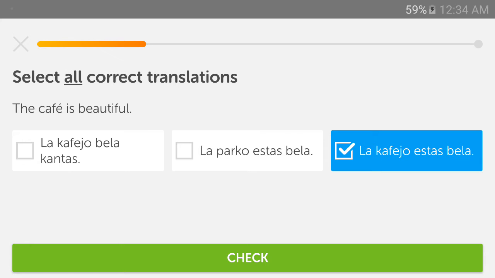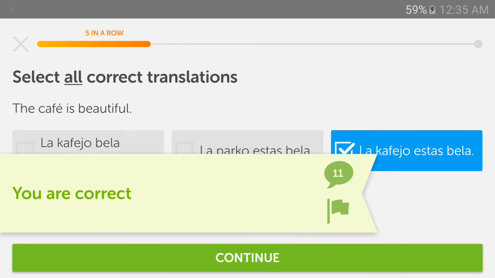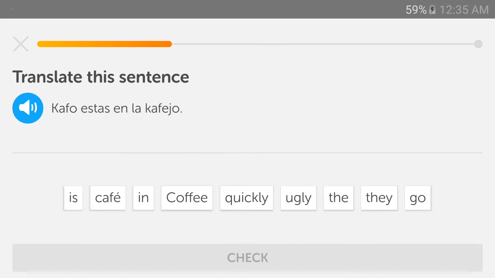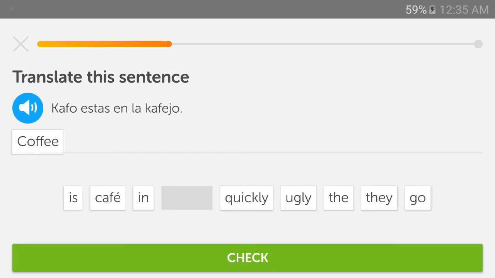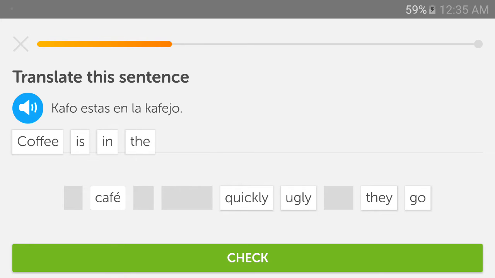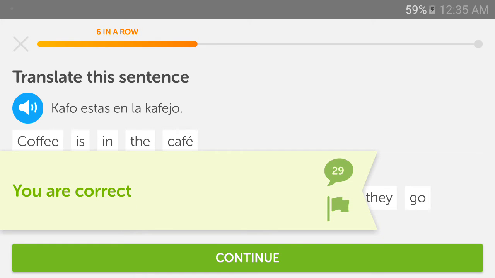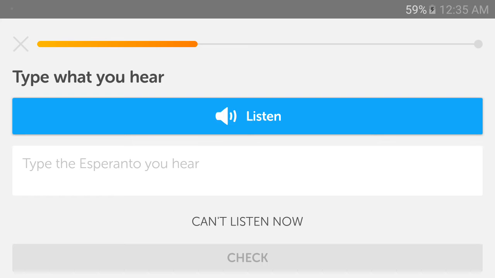This place, in this case, it's a place of coffee, kafo. So it's a kafejo or cafe. See how that works? Pretty smart. La kafejo estas bella. Booyah. Kafo estas en la kafejo. This means coffee is in the cafe. Booyah.